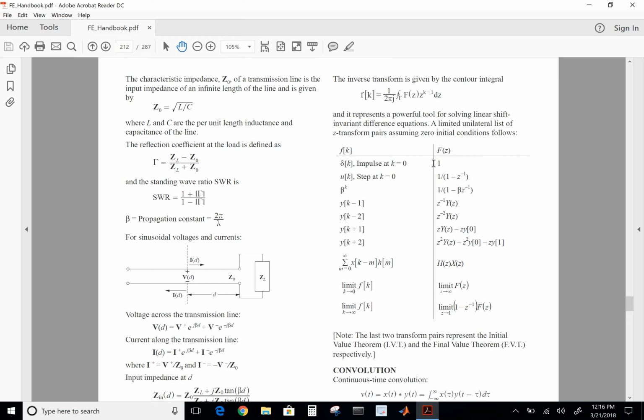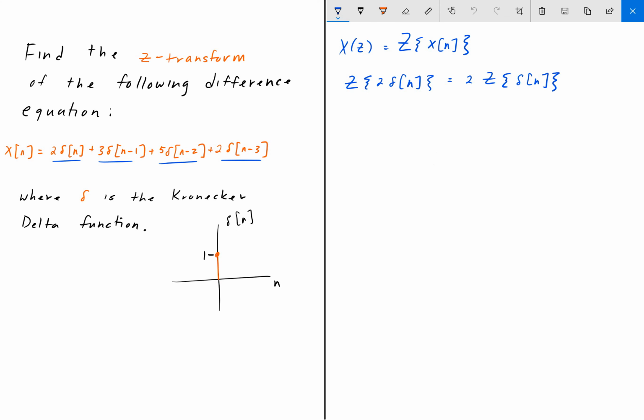So we'll go back to our sketchpad here, and we get that the z-transform is 1, so then this equals just 2. Alright, so 2 times 1 is 2, and that's the z-transform of this first term. Now we need to find the z-transform of the second term here, n minus 1. Just as before, we can pull out the constant and then take the z-transform of the delta function at n minus 1.